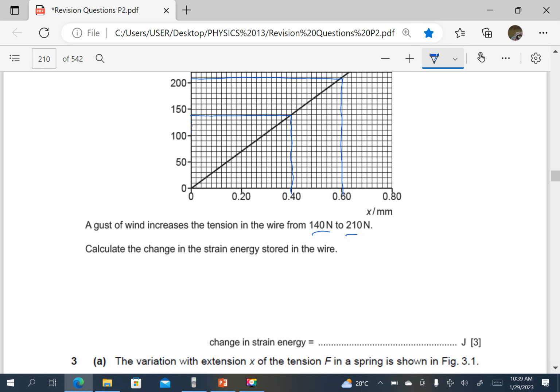Calculate the change in the strain energy stored in the wire. That is elastic potential energy. And we know that energy is equal to a half Fx, which is the same as a half Kx squared, which can be the same as the area under the graph. Area under the graph, because we want change in the energy. I'll use the first formula.